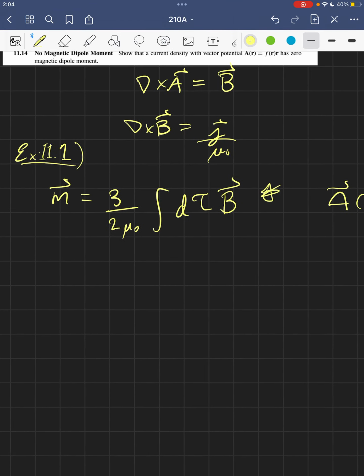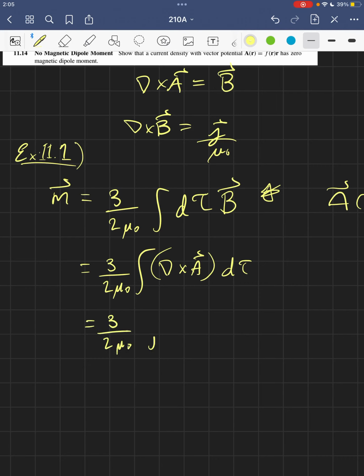So you can use this identity. We're going to start here. And now what you can do is use the form of the vector potential, nabla cross A d tau. And you'll use a form of your divergence theorem where now we're going to take the surface integral. This transforms into the integral across the surface of a sphere, and it's going to be dA cross A.